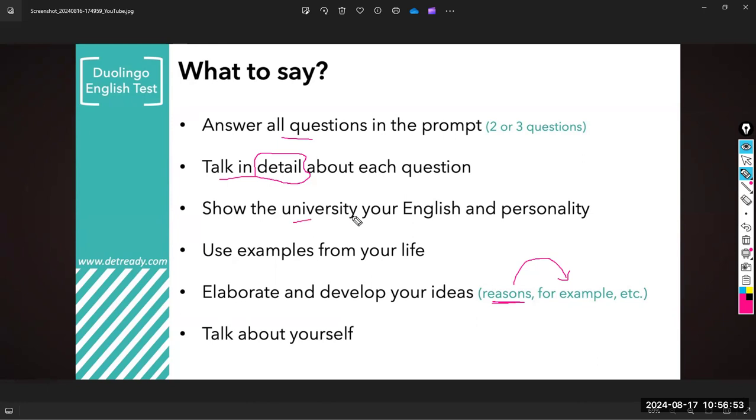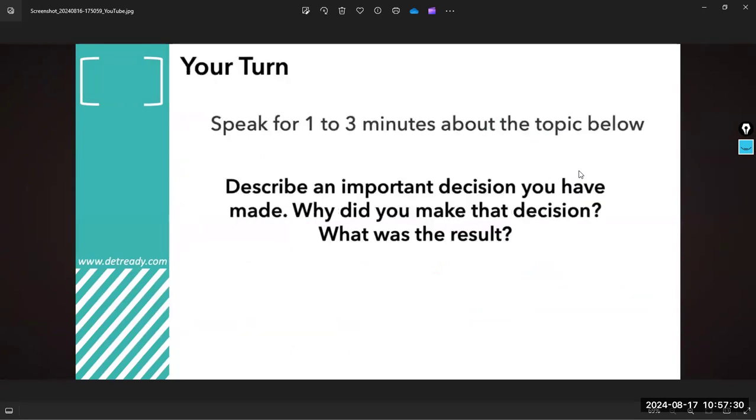So show the university your English and personality. Use examples from your real life, from your real experience. Elaborate and develop your ideas. As I told you, the ideas that I have to elaborate are reasons plus examples. Don't forget to mention a result or recommendation at the end of your speaking. So talk about yourself. Guys, I need you to notice that it is exactly the same as the writing sample that we have explained before, but here I have to speak.